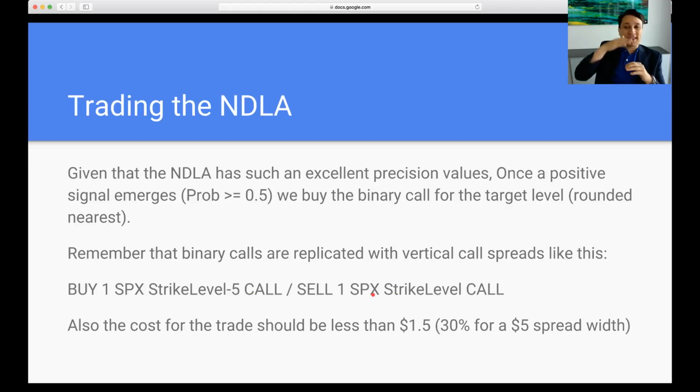And remember, the target is the short leg. I notice most people, when they think about it, use the target as the buy. No, the target should be the sell, and the buy is 5 below.